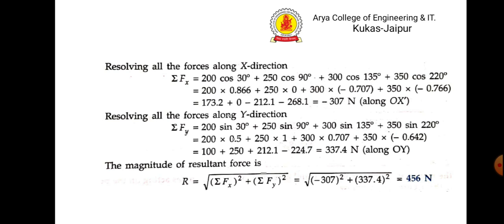Now resolving all forces along x direction, we will get 200 cos 30 plus 250 cos 90 plus 300 cos 135 plus 350 cos 220. So we will get minus 307 Newton along OX dash, so your summation Fx is negative. Then resolving all the forces along y direction, it is 200 sin 30 plus 250 sin 90 plus 300 sin 135 plus 350 sin 220. You will get positive 337.4 Newton along OY. Okay, and magnitude is R equals root under summation Fx square plus summation Fy square. We put the values and we get 456 Newton.